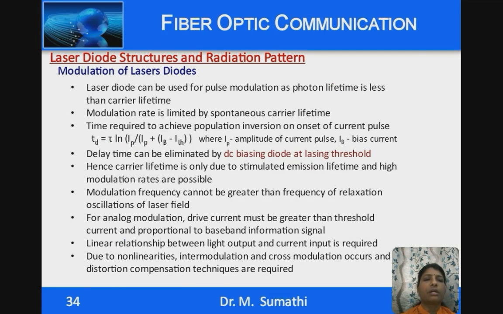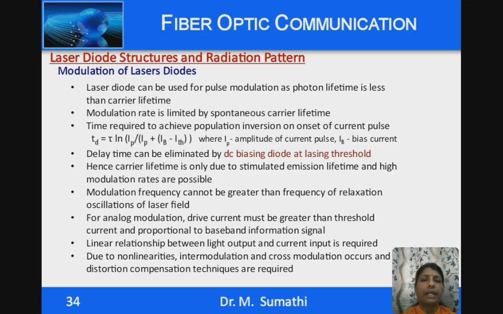So, the photon lifetime is much less than the carrier lifetime. Therefore, laser diodes can be used for pulse modulation. In pulse modulation, the modulation rate is basically limited by the spontaneous carrier lifetime, which is greater than that of the stimulated carrier lifetime. When a current pulse is given, the output optical intensity should also vary. The time required to achieve population inversion on giving a current pulse is given by Td equal to this expression, where Ib is the bias current and Ip is the amplitude of the current pulse.